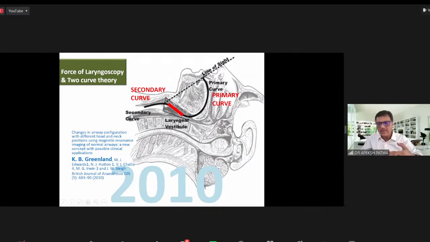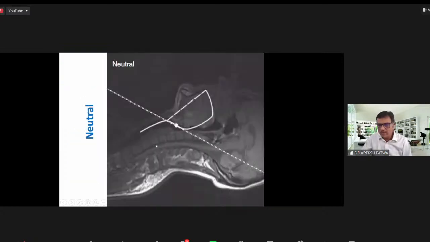So what we are doing during conventional laryngoscopy is shifting this submandibular tissue, mainly the tongue, above the line of sight to create a line of sight. Now, if you look at the area in a neutral position between the primary curve and the line of sight, it is this much area.